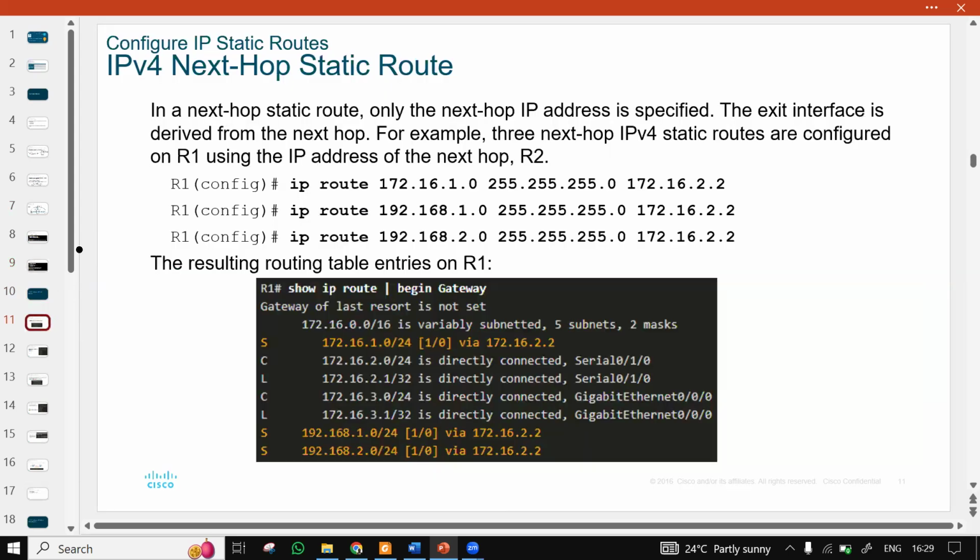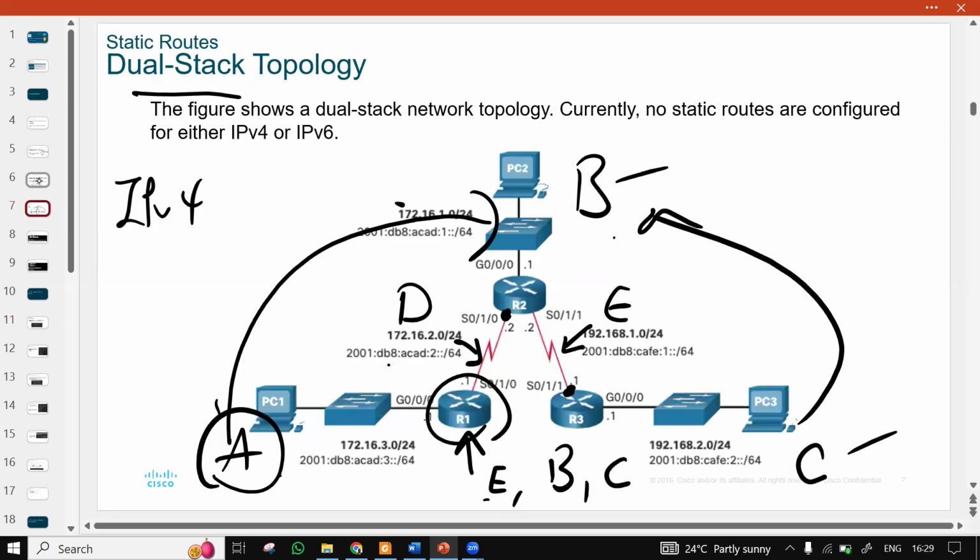IP static routes. This is a typical example of a configuration using the next hop route. In our command, you can see we have the destination network. This is the destination network. Then what is this? This is the IP address of the next router. So these are my configurations on R1. Going back to our diagram, I want to see what is happening on R1. Right, let me look at this diagram.